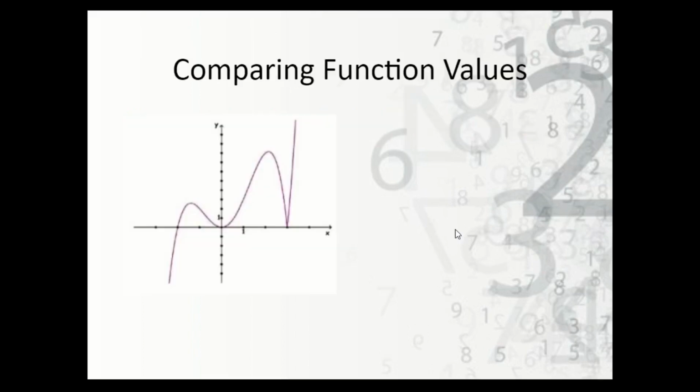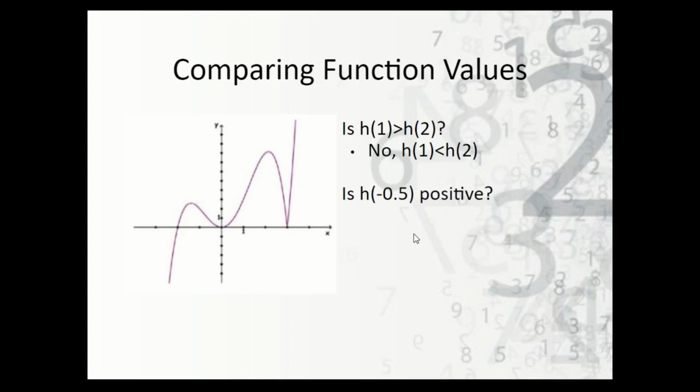Now let's take a look at how we can compare function values. So this question says, is h of 1 greater than h of 2? So if we find where x is 1, which is here, is that greater than when it's 2, which is here? Well, we can see that this spot is higher, so that is not true. So no, h of 1 is less than h of 2. Here's another question. Is h of negative 0.5 positive? So negative 1/2, which is about right here somewhere. Is it positive? Well, we can see that it is. It's above the x-axis, so yes, it's positive.